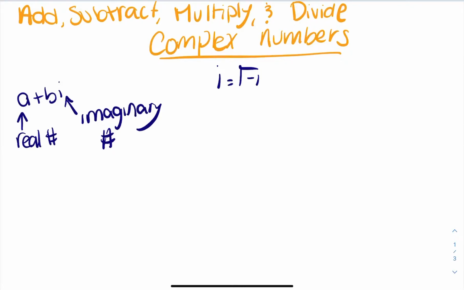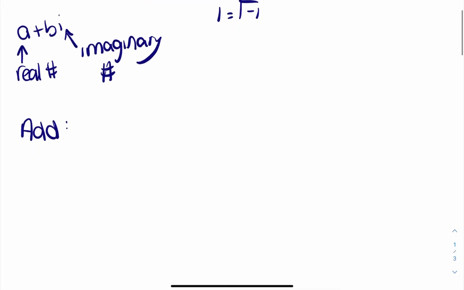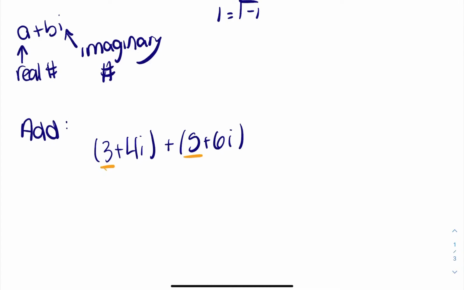With our first type of problem, we're going to be learning how to add these numbers. Let's use the example 3 plus 4i plus 5 plus 6i. You can see they're in the form a plus bi, and you could only add and subtract like numbers. So the 3 and the 5 are like numbers, so you're going to add those, and that equals 8. And then the 4i and 6i are like numbers, and you could add those, and it's 10i. So that's going to be your final answer. So it's super simple.